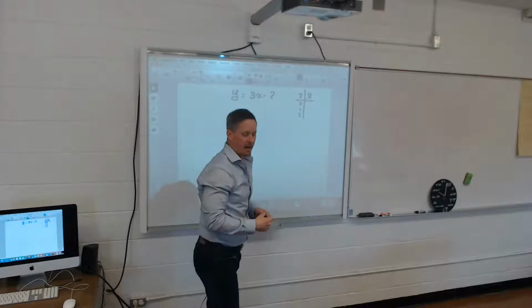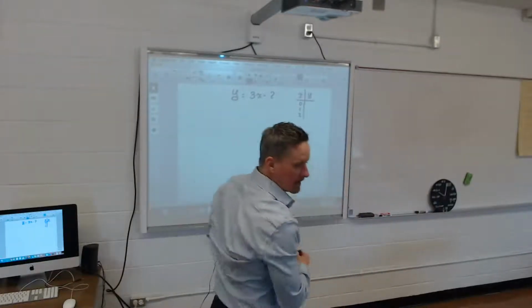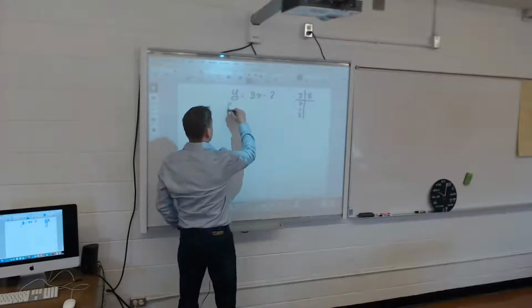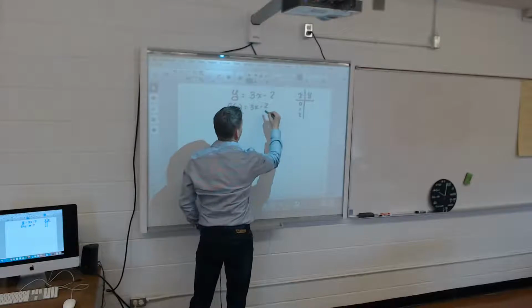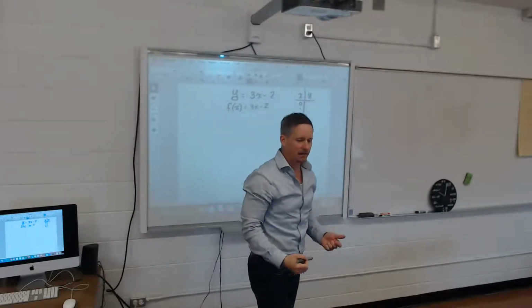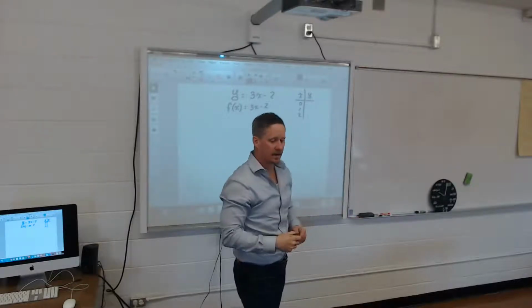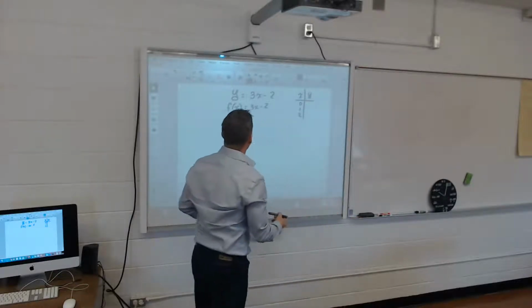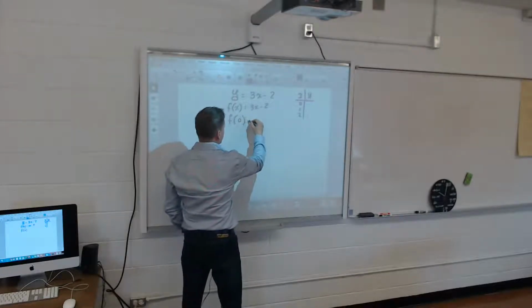But if you're trying to explain to somebody that this is actually a function, what you want to do is rewrite the equation as f of x equals 3x subtract 2. Okay? So y and f of x mean exactly the same thing. All the f of x does is say that it's going to pass the vertical line test because it's a line.